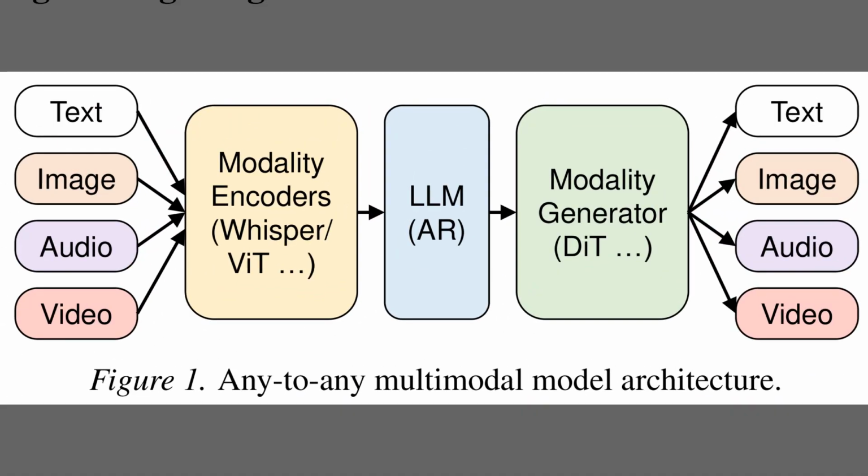To understand why serving these models is hard, Figure 1 illustrates the typical any-to-any architecture. Instead of a single monolithic model, we have a pipeline starting on the left, with diverse inputs like text, audio, and video. These flow into modality encoders, such as Whisper or Vision transformers, which convert the raw data for the central autoregressive large language model. After the LLM processes this information, it directs modality generators, like the diffusion transformer in the green box, to synthesize the final outputs on the right.